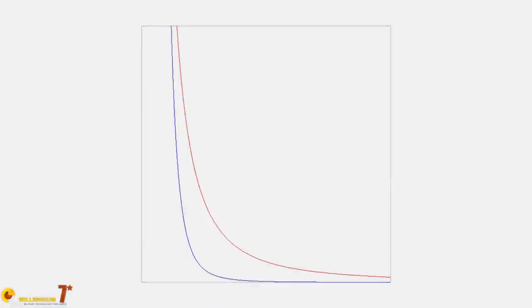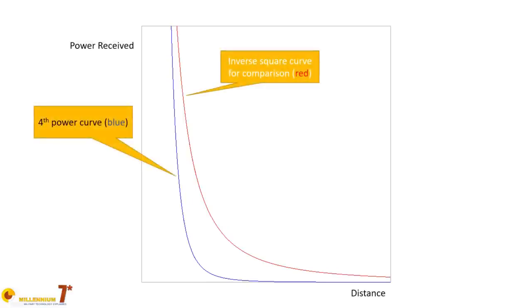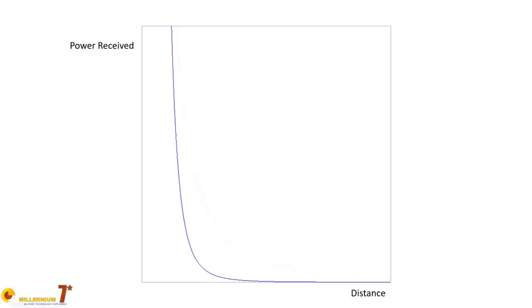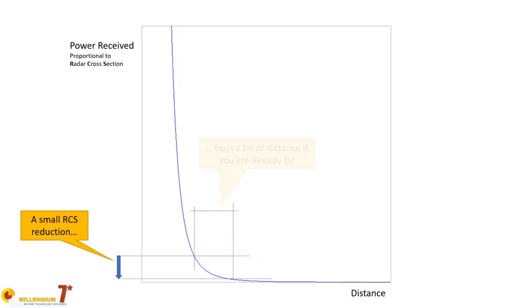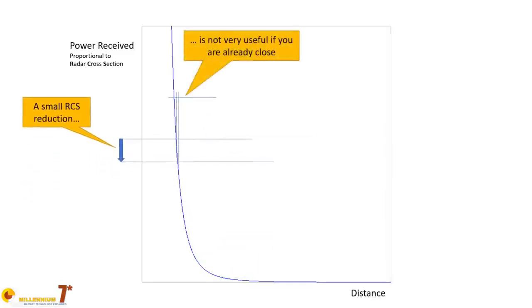The reason being that, according to the radar equation, the power received is inversely proportional to the fourth power of the distance between the emitter and the target, and directly proportional to the radar cross-section. I remind you that the radar cross-section is a measure of how good or bad an aircraft or any other object is at reflecting the radar energy. It is a property of the object itself. The lower the radar cross-section, the lower is the energy reflected toward the emitter.